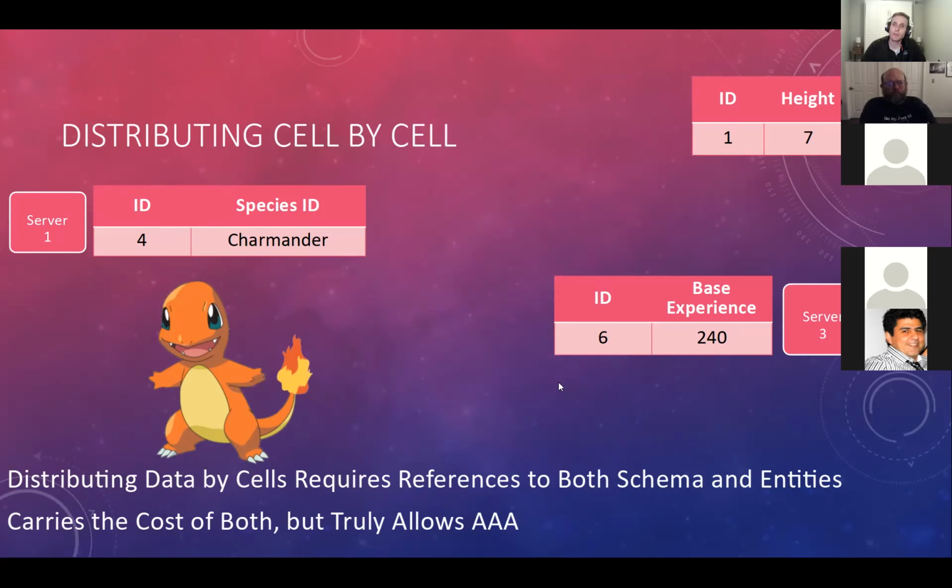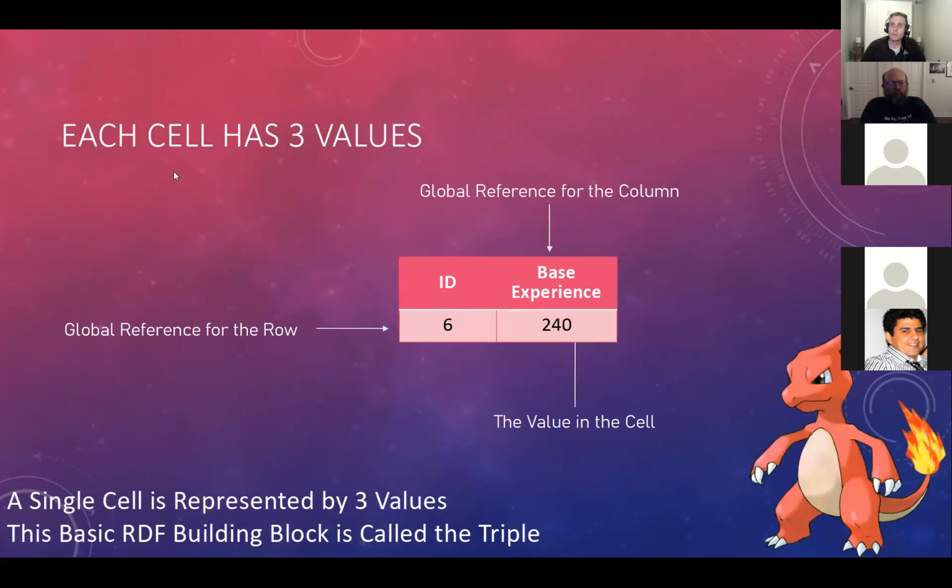So when you're working on that server, you could create information about, I guess, any of the Pokémon, and using any of the different properties to create that data. So in order to do that, each cell has 3 values. So there's a global reference for the row, a global reference for the column, and the value in the cell. This is really the basics of RDF, and it's called a triple because there's 3 pieces of information: the reference to the row, the column, and the actual value in the cell.